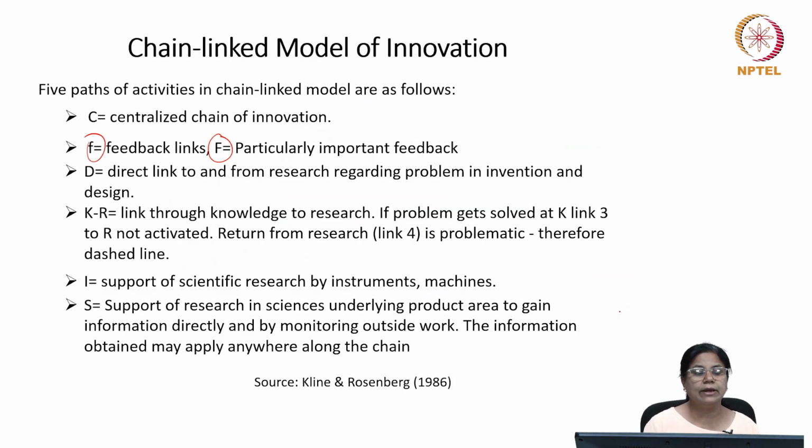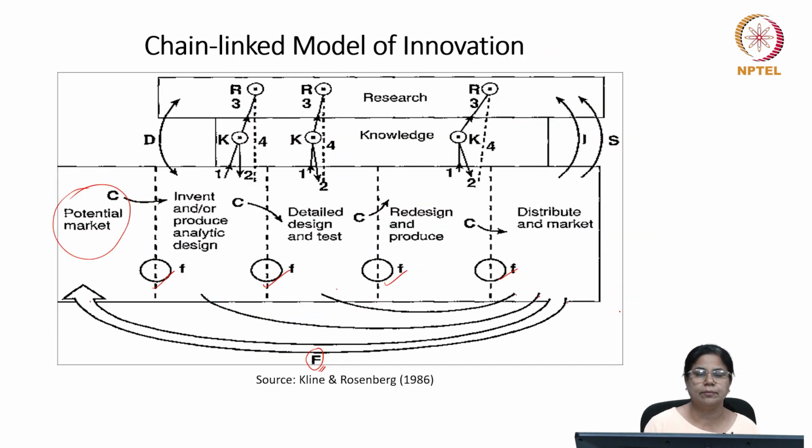So then you have the links. These are the links from K to R, a link through knowledge to research. If the problem gets solved at K, link 3 to R is not activated. The returns from research are problematic, therefore the dashed line. So what does it mean? Suppose there is a problem that arises in the process of invention, or in the detailed design, or some challenge comes in redesigning and reproducing.